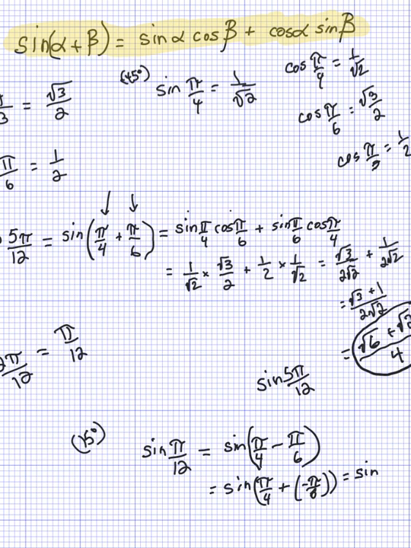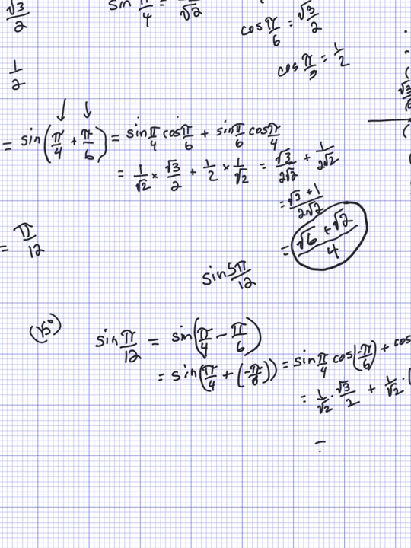So we're going to say this is equal to sine of pi by 4 times cosine of negative pi by 6 plus cosine of pi by 4 times the sine of negative pi by 6. All right, well, sine of pi by 4 is 1 over root 2. The cos of negative pi by 6 is root 3 over 2, plus the cos of pi by 4, 1 over root 2, times the sine of negative pi by 6, negative 1/2.